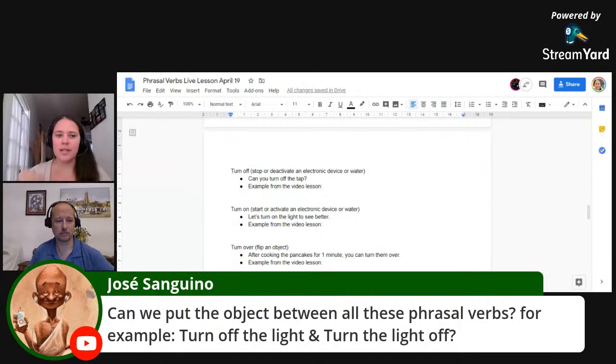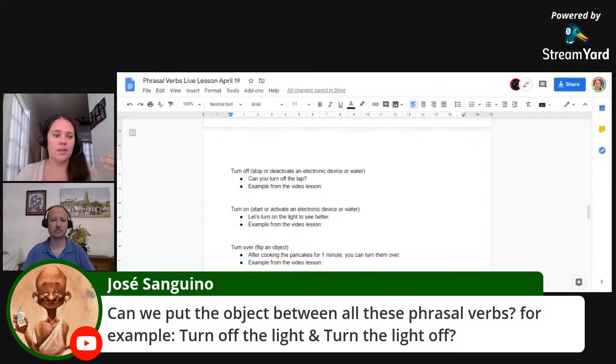You have to use it, pay attention, listen, listen, listen. And you have this instinct inside that says, I think it's turn the light off. I heard that in a movie once, or I heard Amy and Curtis say it once. And maybe you'll hear it again, like, 2 months later, turn the light off or turn off the light. And you go, oh, you can use it both ways. And that starts to sound familiar as well. So it's not an exact rule.